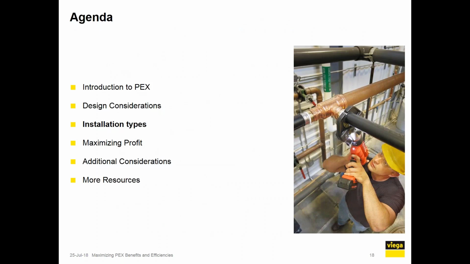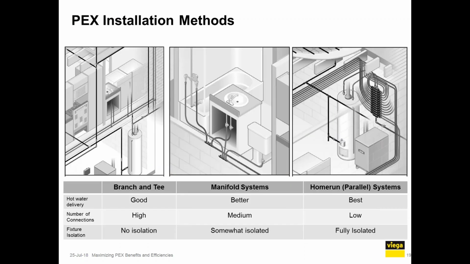So moving on to installation types, we're going to discuss four common installation types, and then why they are beneficial and how to make sure that they're matched to the right building. So those types here are branch and tee, remote manifold systems, and home run or parallel systems. We'll also discuss hybrid systems, which is essentially just connecting two different materials in the same system and how those transitions can be made.